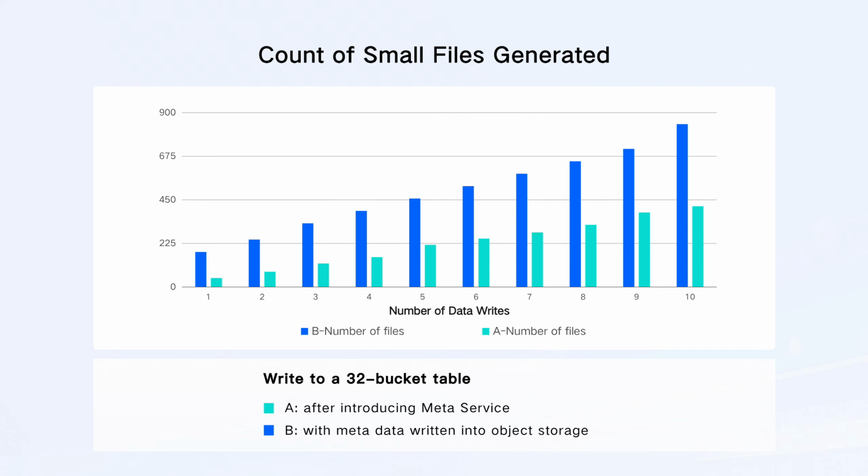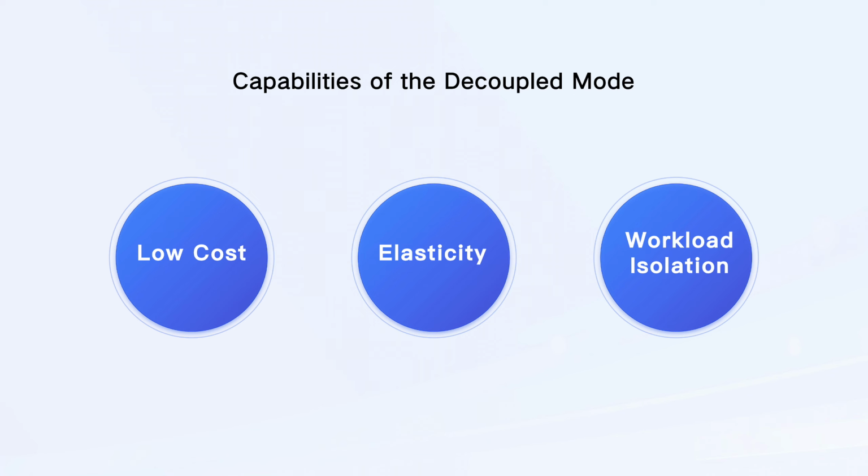As you can see from the results, with meta-service, the number of small files is cut in half, compared to writing metadata directly to object storage. The compute storage decoupled mode brings three big advantages: lower cost, elasticity, and workload isolation. First of all, since storage is offloaded to cost-effective object storage, and compute and storage can scale separately, you're not overpaying for resources you don't need.